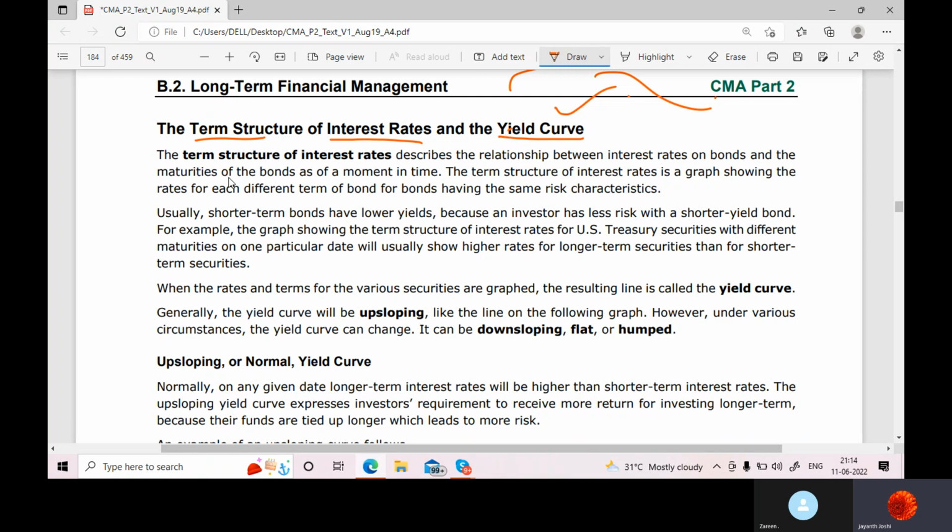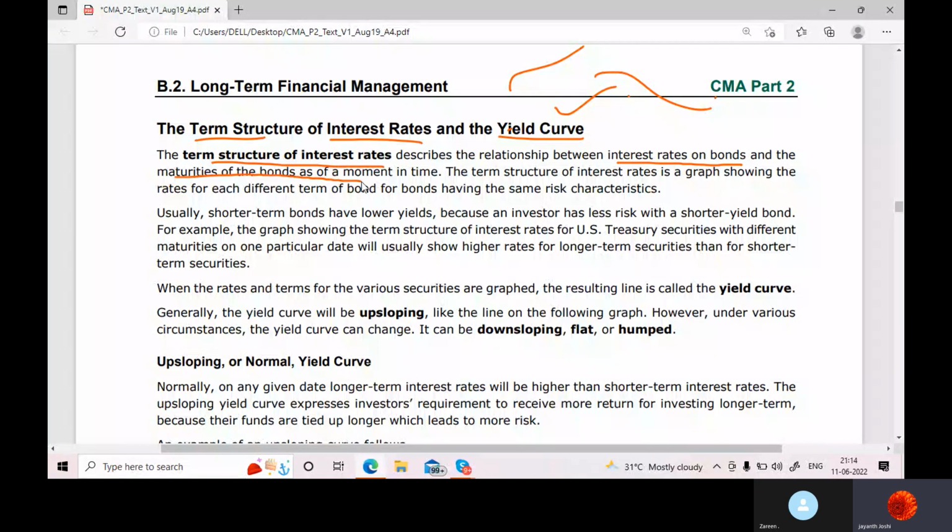Now, the term structure of interest rates describes the relationship between interest rates on bonds and the maturities of the bonds as of a moment in time. As I said, the interest rates and the maturity periods. So the term structure describes the relationship between these two. The term structure of interest rates is a graph showing the rates for each different term of bond, for bonds having the same risk characteristics.